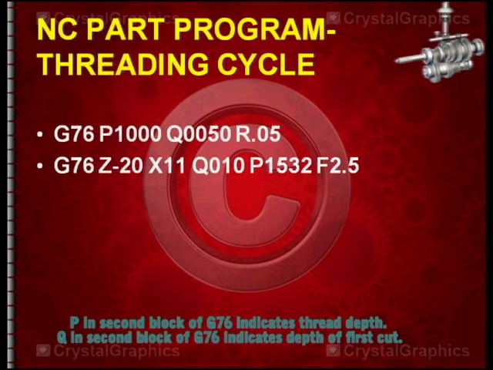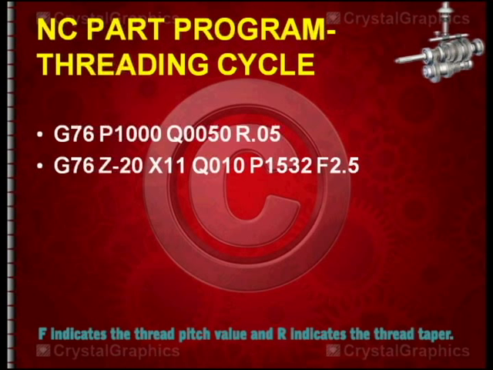P in the second block of the G76 indicates the thread depth. Q in the second block of G76 indicates the depth of first cut. F indicates the thread pitch value and R indicates the thread taper.